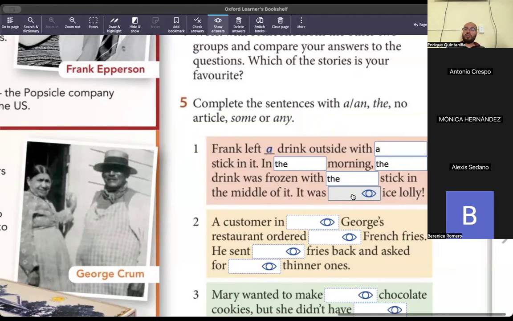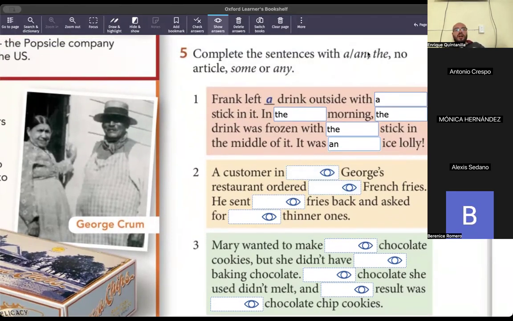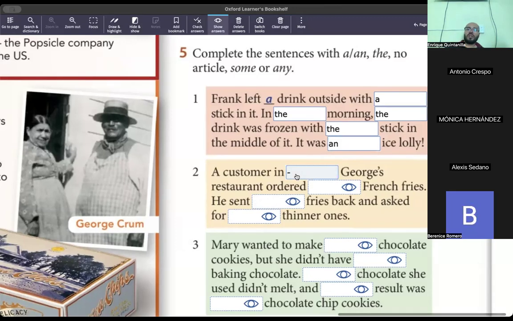And the article, and ice lolly, exactly. So let's remember about the crisps. A customer in George's restaurant ordered some French fries, correct. In what? Article, no article, correct.